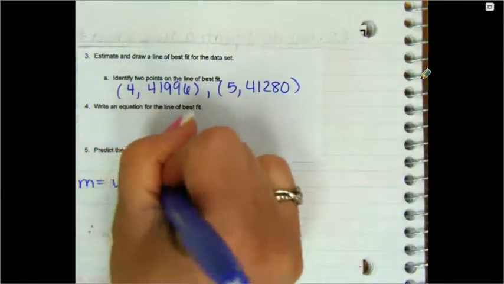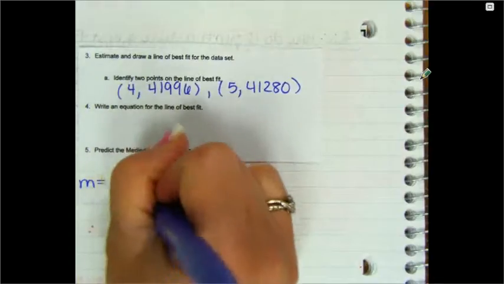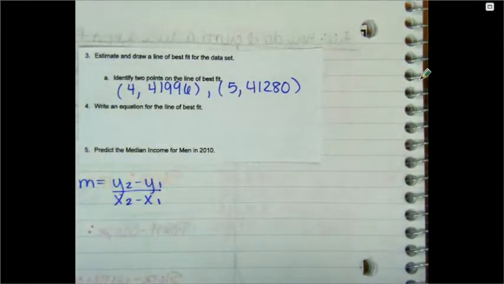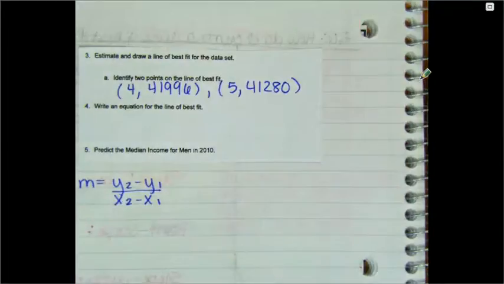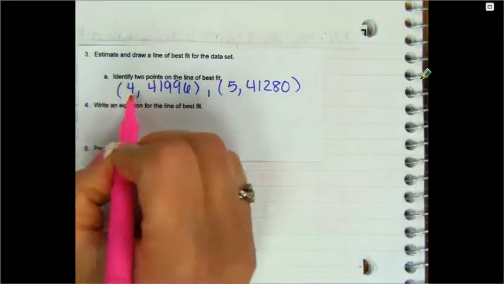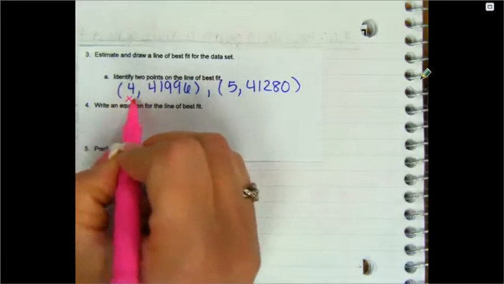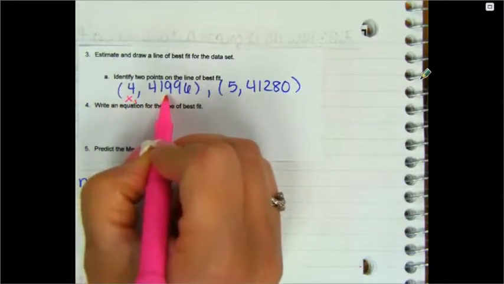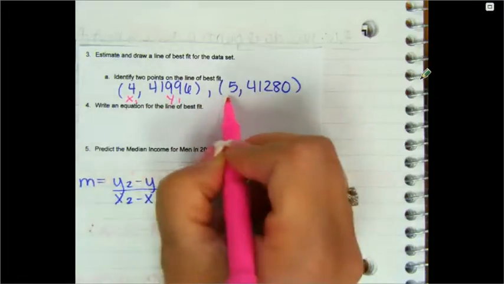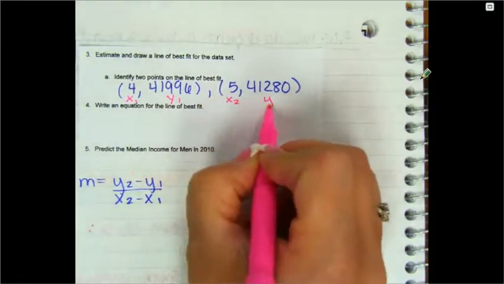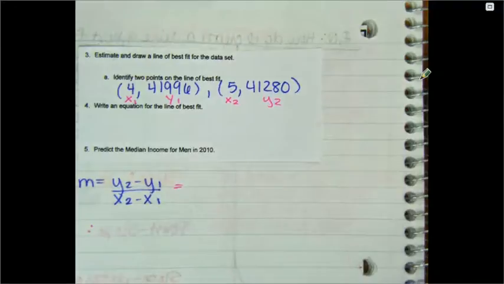y2 minus y1 over x2 minus x1. Do I have my points? Do you have your points? What do you need a label for? X1, what's this number here? y1, 5 is x2, and this is y2. You're going to go ahead and plug it in. You're probably going to need a calculator, so I'm going to let you figure out your slope.